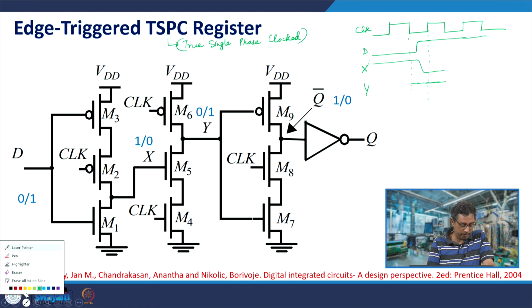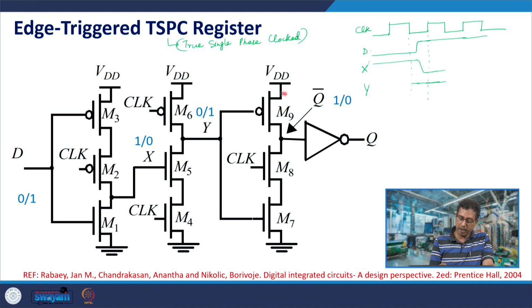What about the value of Q bar? Since Y is VDD, M9 is off, M7 is on, and when clock turns high, M8 is also on. So Q bar would turn to 0, as required, since D is 1. Q bar would turn to 0 from whatever value it has. Suppose it was at 0, even then it would go to 0.